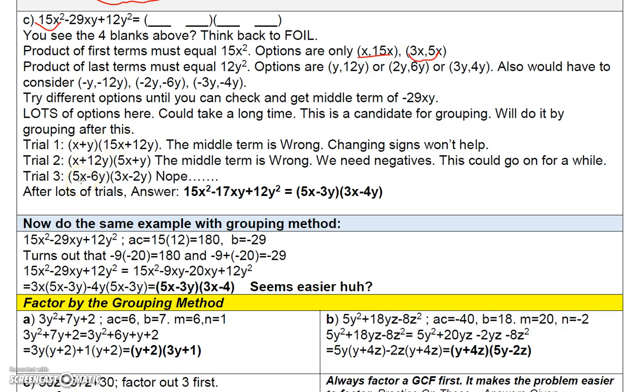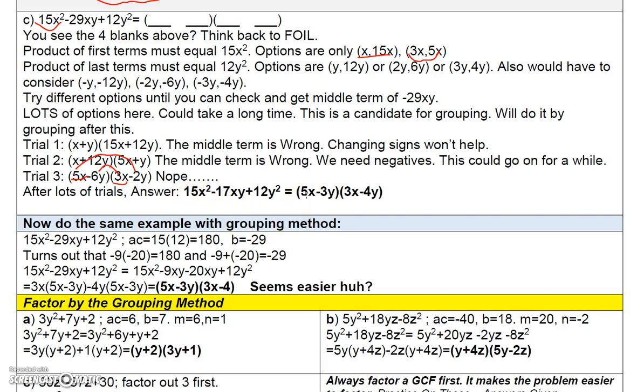So you might switch to 5x and 3x and try that. So I'm going to try 5x minus 6y and 3x minus 2y. Well, if I check the middle term here, I get minus 10xy minus 18xy. Okay, and that's actually going to be minus 28xy, which is not what I want. So I have to keep looking around until I come up with something. And let me show you what the final answer is after lots of trials.